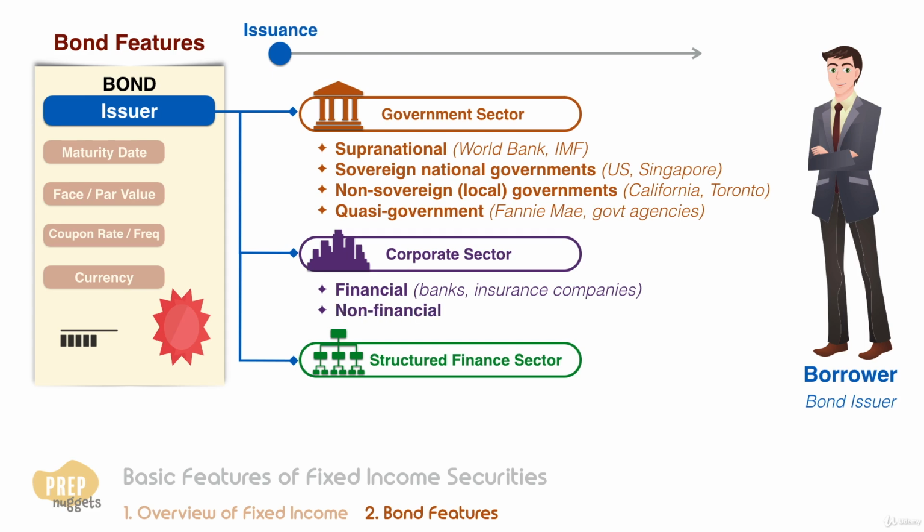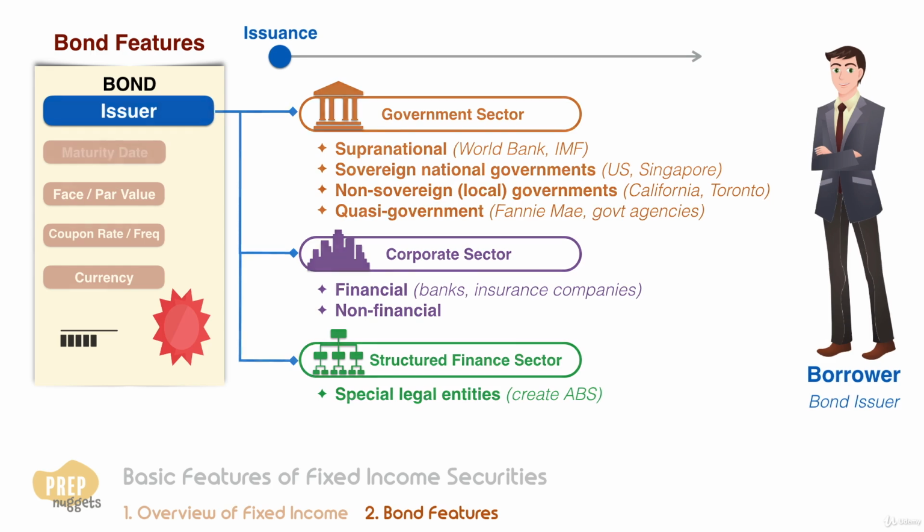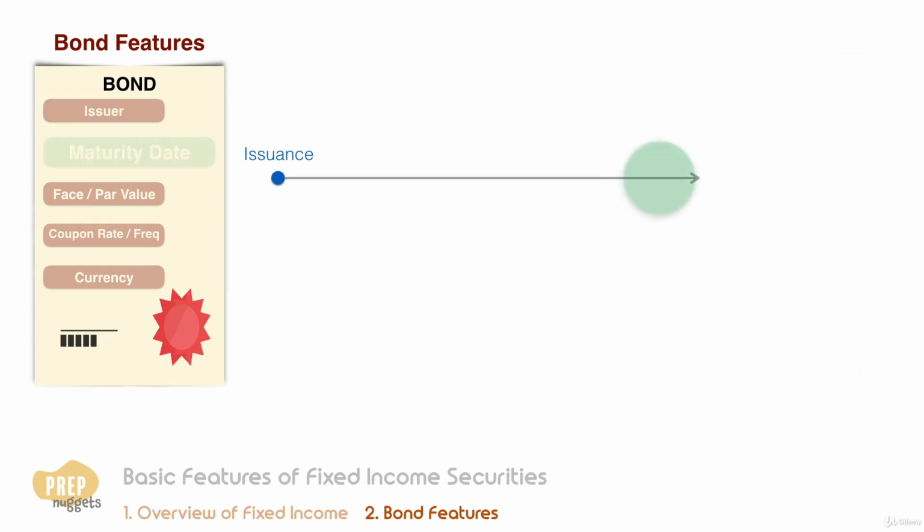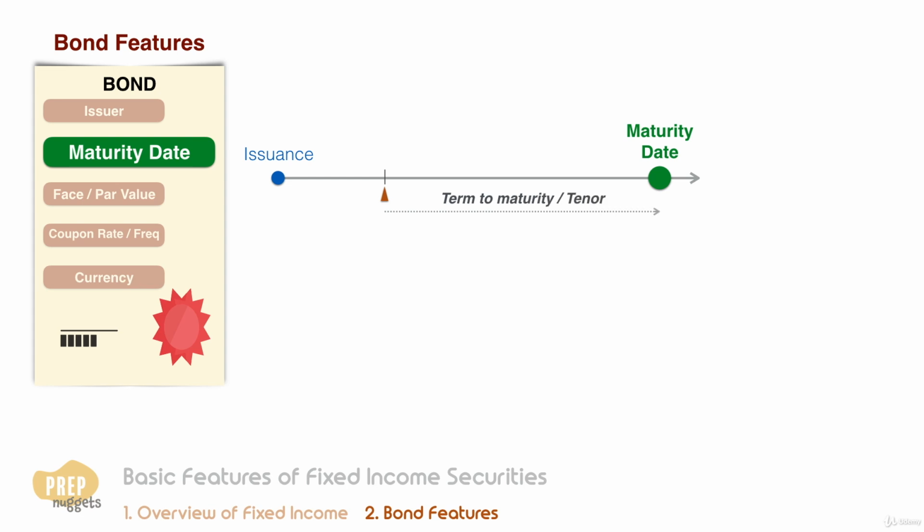companies. The structured finance sector mainly comprises special legal entities that securitize assets to create a special class of bonds known as asset-backed securities. We shall discuss in detail what asset-backed securities are in a subsequent lesson. The maturity date of a bond is the date on which the principal is to be repaid. Once a bond has been issued, the time remaining until maturity is referred to as the term to maturity or tenor of a bond.